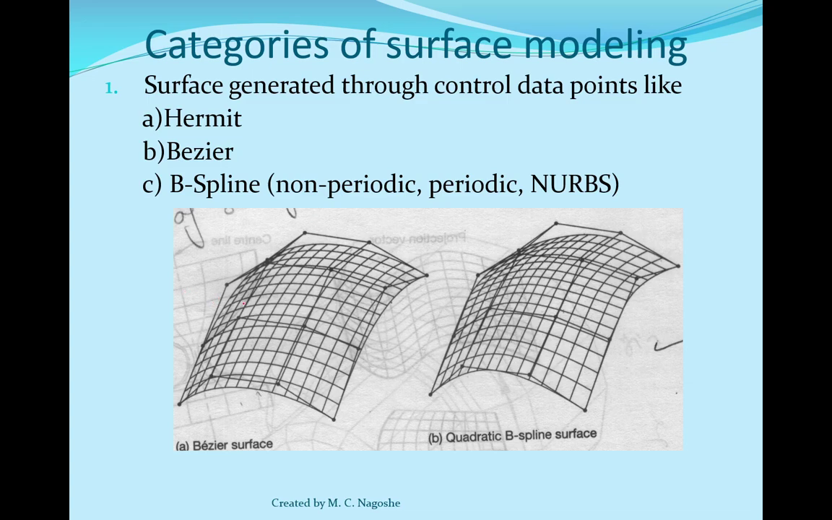Then there is another one called variational sweep. In this you have the cross section, okay, and then you have various guide curves. So we have multiple guide curves through which this cross section is swept. That we call a variational cross sweep.